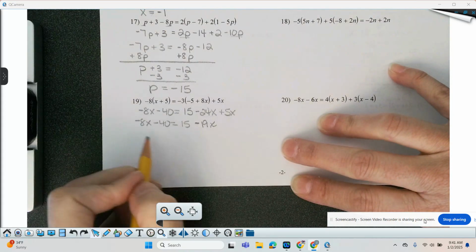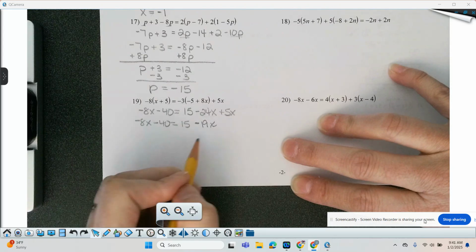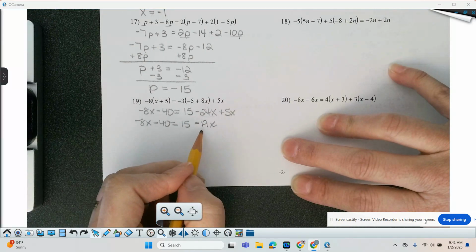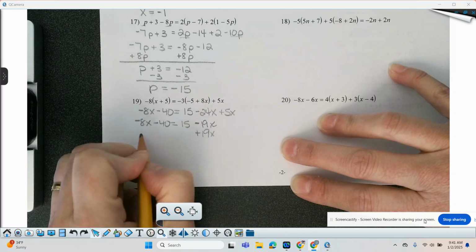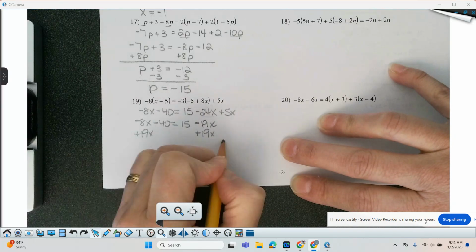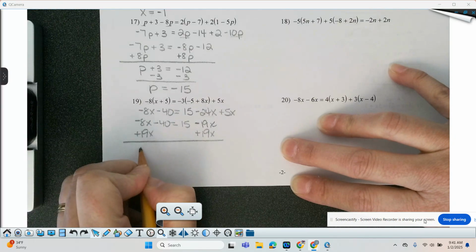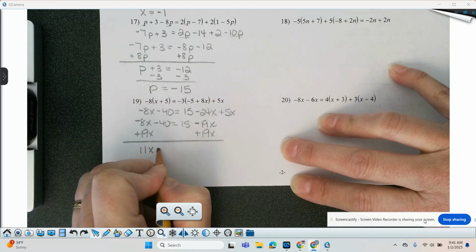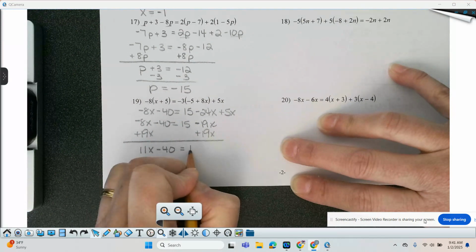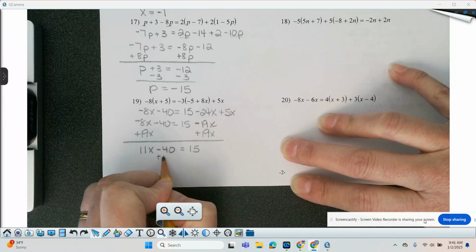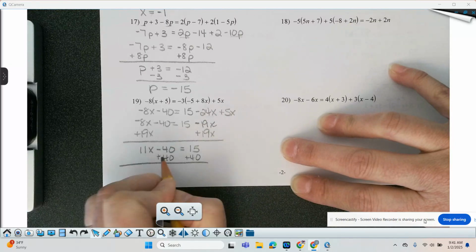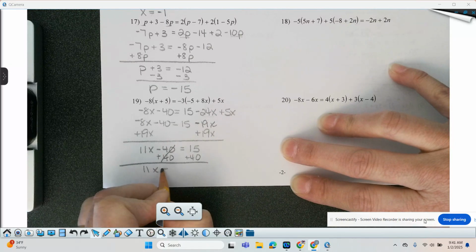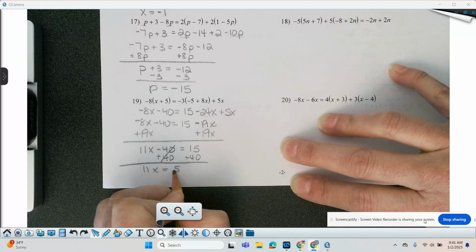Again, I want my x's on one side. This one is bigger. If I move it to the other side, it would actually make my x's become positives. So this will be a positive 11x minus 40 is equal to 15. Since the number with the letter is the last to move, I'm going to move this one. I always do the opposite, so they'll cancel out. And this is going to leave me with a 55.